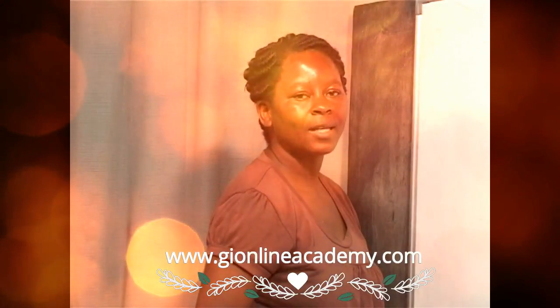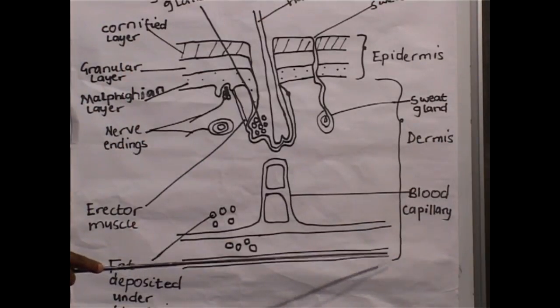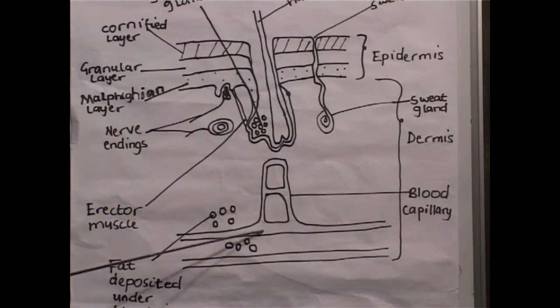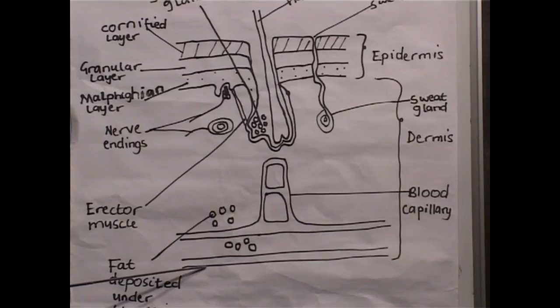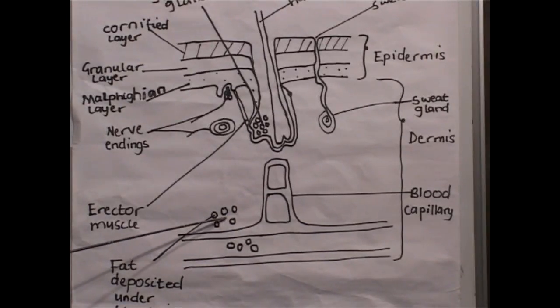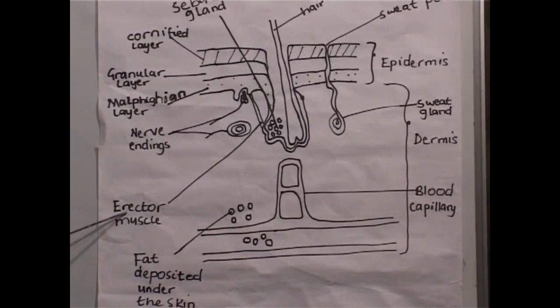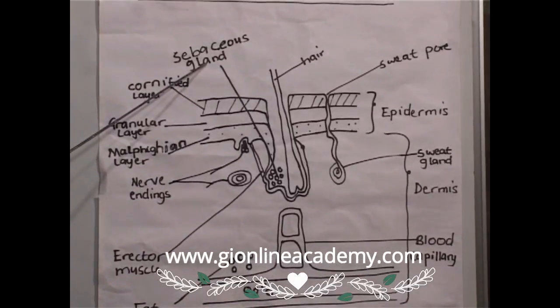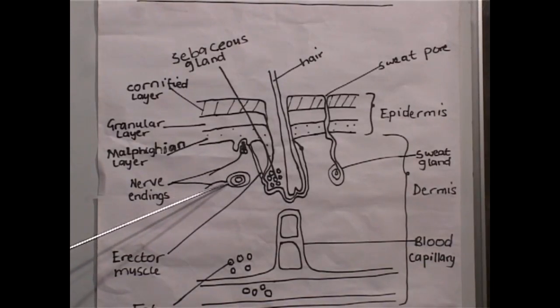Now let's come to the dermis. In the dermis, you find several tissues and structures. When you look at the dermis, we have the sweat gland, which is here. Then apart from the sweat gland, we have the blood capillary. Then we have fatty deposits under the skin. Then we have the erector muscle. Then we have the sebaceous gland. Then we have the nerve endings.